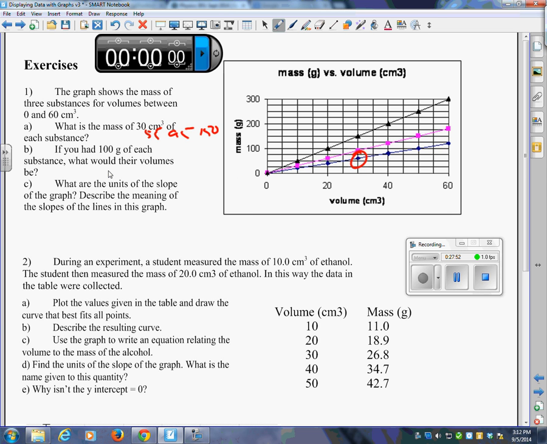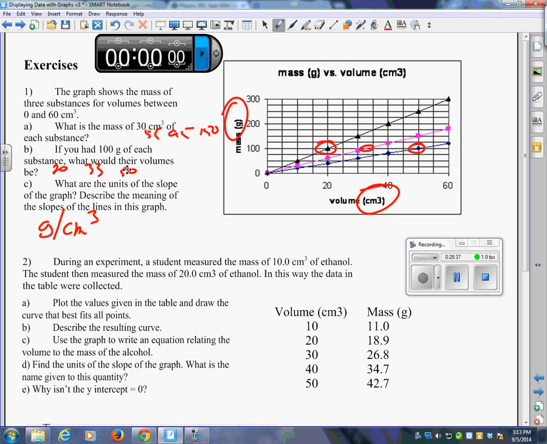If you had 100 grams of each substance, what would their volumes be? So here, you have to go the other way. 100, and you're going to go there, and there, and there. And so your answers would be about 20, and about 33, 34. And pretty much right on 50, right? Those are pretty easy. What are the units of the slope of the graph? What are the units here? Grams. What are the units here? Cubic centimeters. So the units of the slope are grams per cubic centimeter.